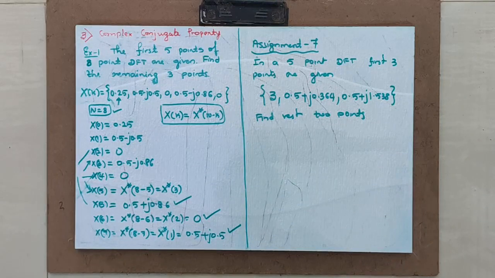Anyway, go through this complex conjugate property. It is very important. Question papers carry very similar kinds of examples to solve. The first 5 points, or the first few points, will be given. The rest of the points you have to find out using the complex conjugate property or this symmetry property.